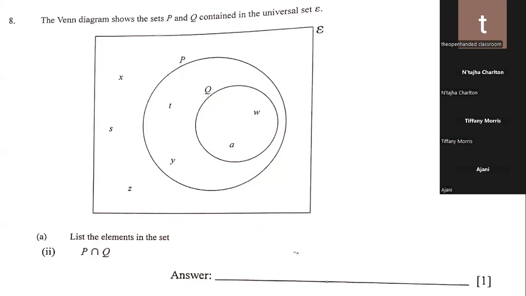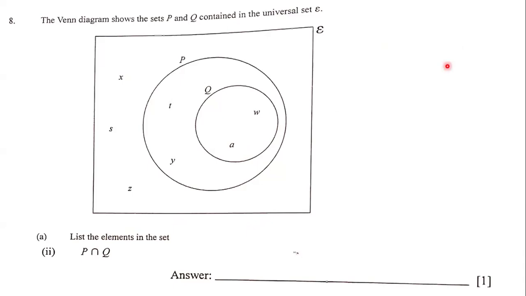First, let's define what we mean by the intersection. What we have here, this right here, is the symbol for the intersection. Now, class, what do we mean by intersection?